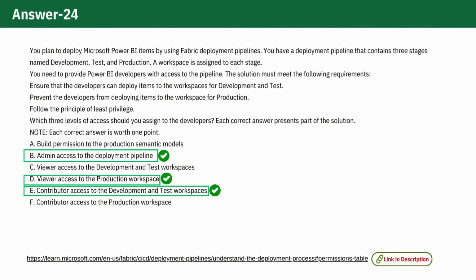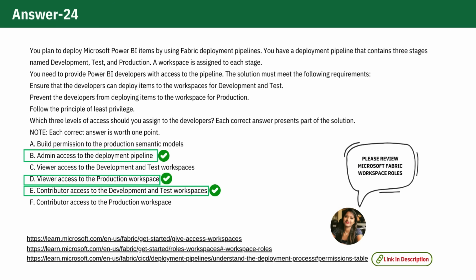So, by selecting options B, D, and E, we can ensure that developers have the necessary permissions to perform their tasks without having more access than required, particularly in the production environment. I hope this explanation was helpful. Please review the roles in workspaces in Microsoft Fabric before your exam.